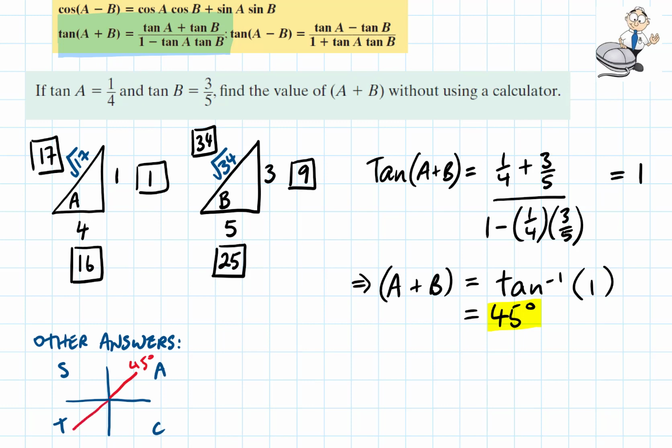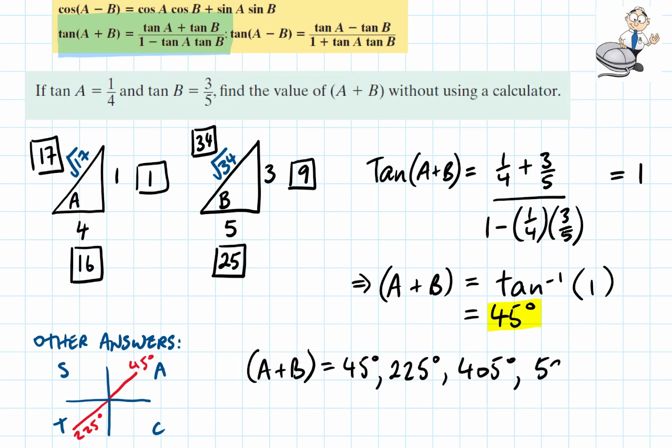But we could also see that tan is positive in the third quadrant. And so we could see that 225 degrees would also give us this answer. And every time we rotate around the circle, or add 180 degrees to any one of these, we'd also land on an angle whose tan is 1. So we could have 405, or add 180 again, we get 585. And so there's an infinite number of answers.